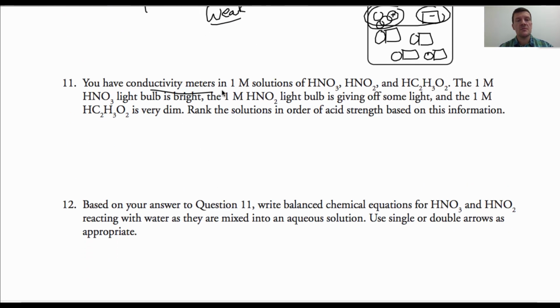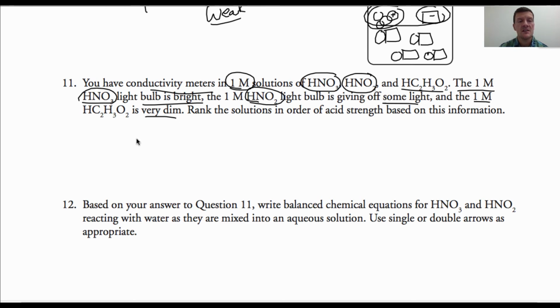Alright, you have conductivity meters in a 1 molar solution of nitric acid, nitrous acid maybe, and there you have acetic acid. The 1 molar HNO3 light bulb is bright. The 1 molar HNO2 light bulb is giving off some light. And the 1 molar for the acetic is very dim. So again, we're just measuring the strength by using a light bulb to show the conductivity.